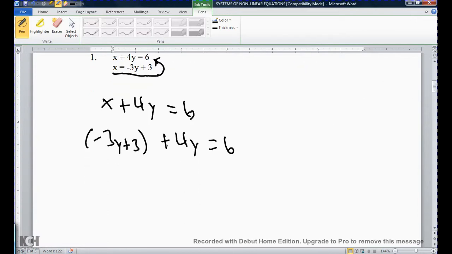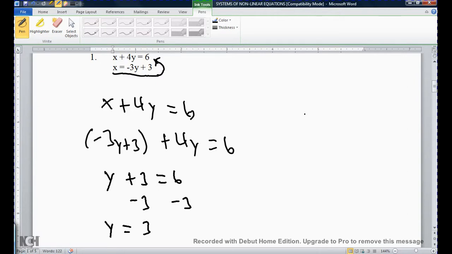Now these parentheses aren't needed. I just put them in there so you can see that I substituted for the x. So what we're going to do is combine like terms. Negative 3y plus 4y is 1y, which is the same as y. And then plus 3 equals 6. Then to solve for y, subtract 3 from both sides, and you get y equals 3.